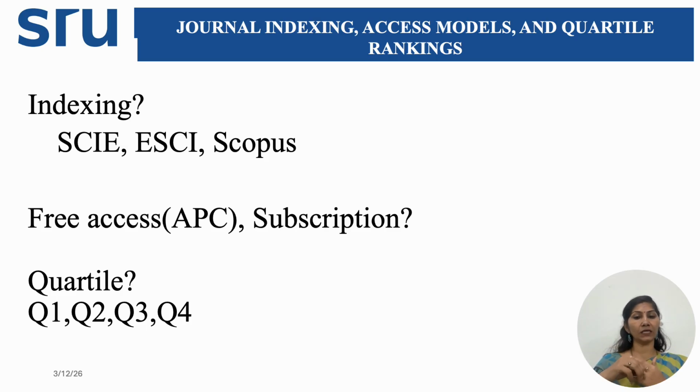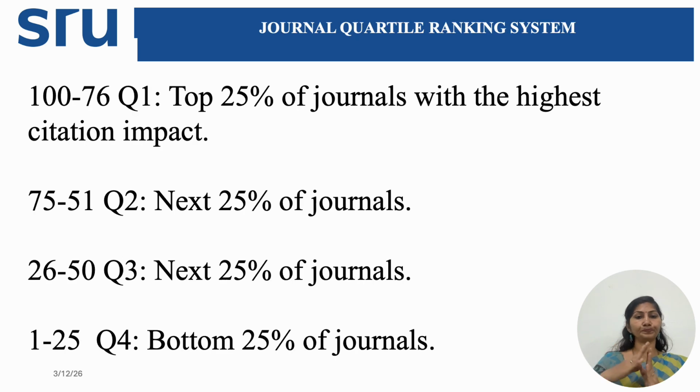Also, the article publishing charges will vary depending on the journal. You have to take this into consideration while submitting the paper to the journal. You have to check whether it is free access, hybrid or subscription mode, and then submit. Then coming to the quartile, we have four different types of quartile. In the next slide I'll explain it clearly.